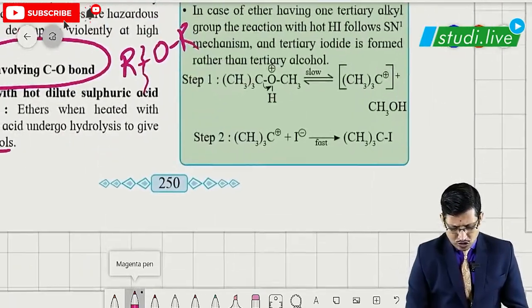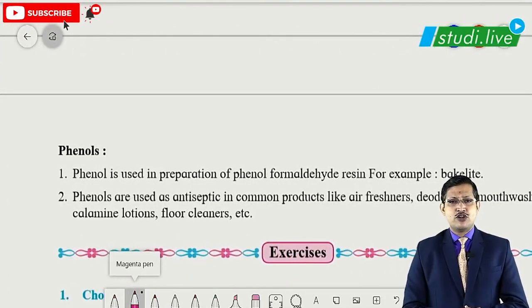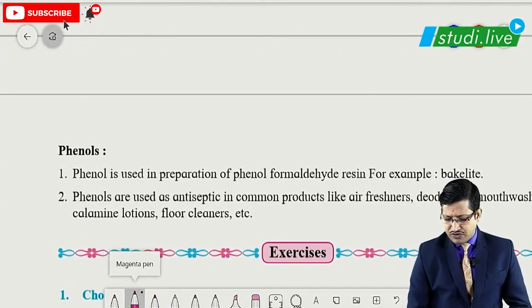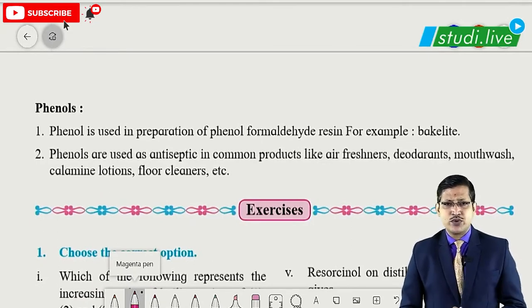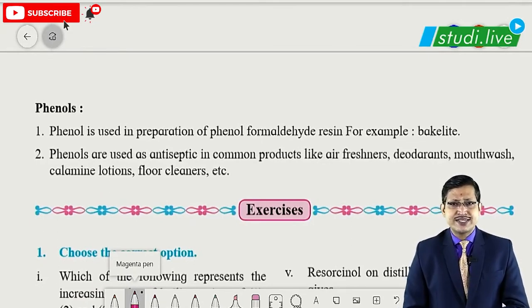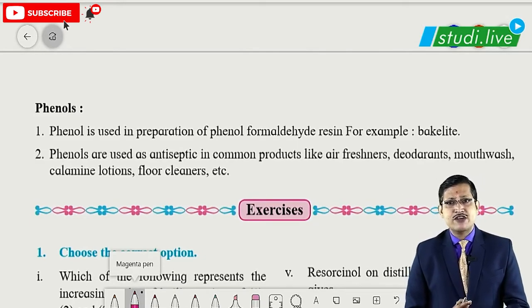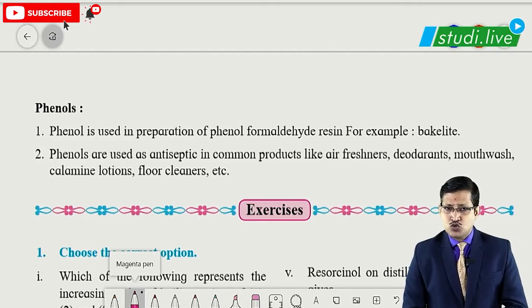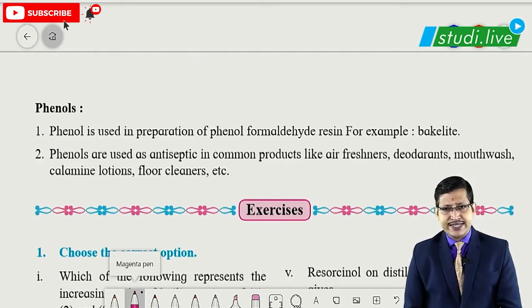And lastly, to talk about the phenols. Phenol is used in the preparation of phenol formaldehyde resin, bakelite. Again, this is a 1 mark question. Phenols are used as antiseptics and are also used in common products like air fresheners, deodorants, mouthwash, calamine lotion, floor cleaners. So this is the last part wherein you can talk about the uses of alcohols, phenols and ethers.